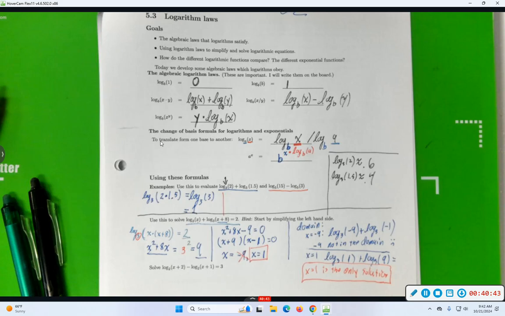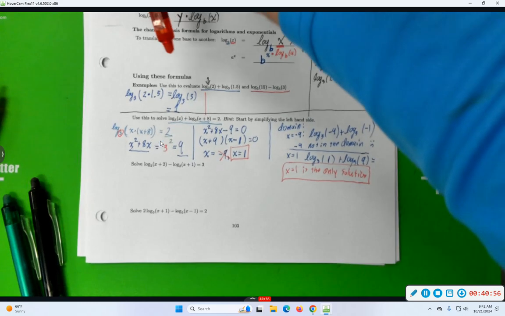So, the point here is, even after you finish solving an equation involving logs, you should check if your solution's in the domain. Even if all your algebra is correct, your algebra might have changed the domain. So let's move on down.